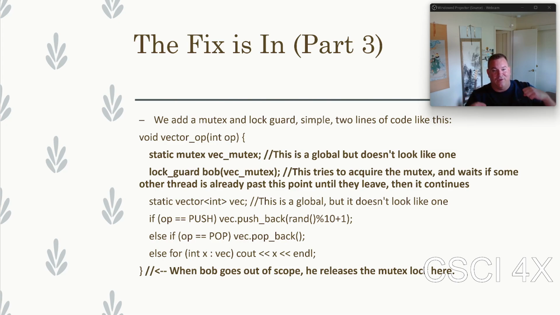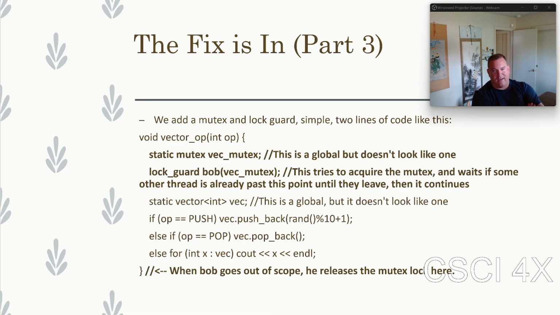Okay? If it's a global, you're never going to get any of this, right? When Bob is constructed, it acquires the lock on the mutex. When Bob goes out of scope or an exception's thrown, there's a lot of ways Bob can go away. You return early, something like that. When the destructor is called on Bob, that releases the key back, and that'll let somebody else in. So it has to be a local variable.